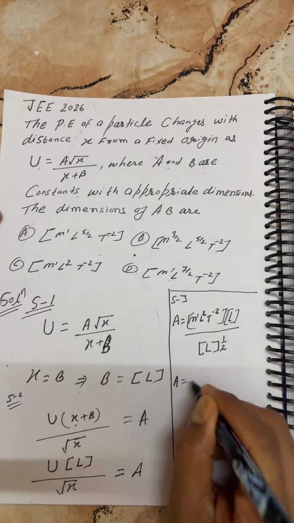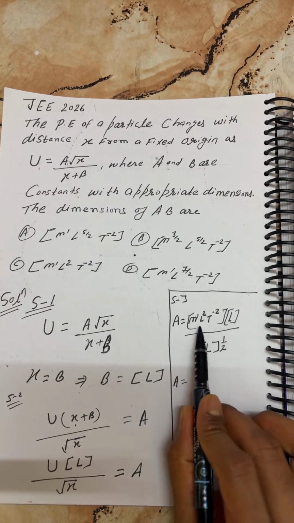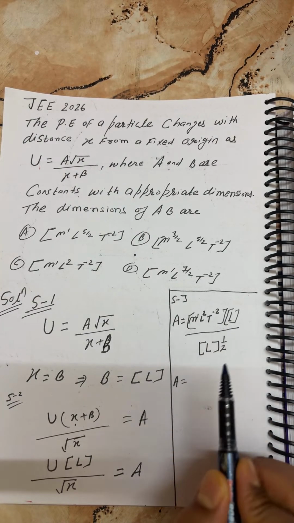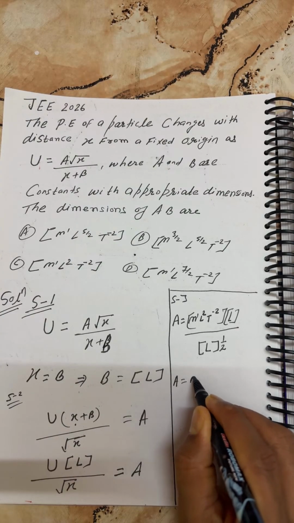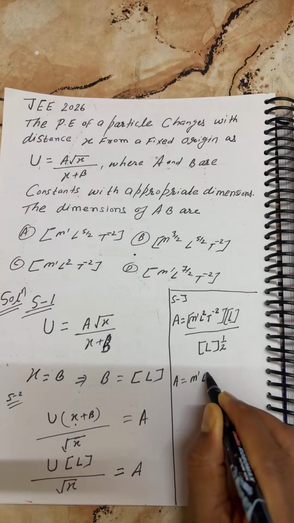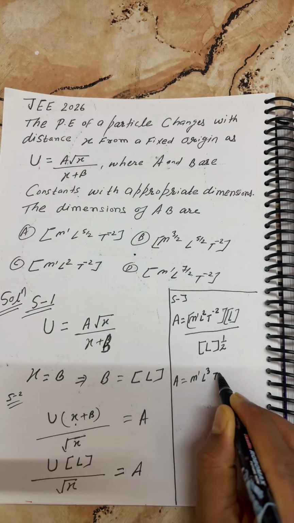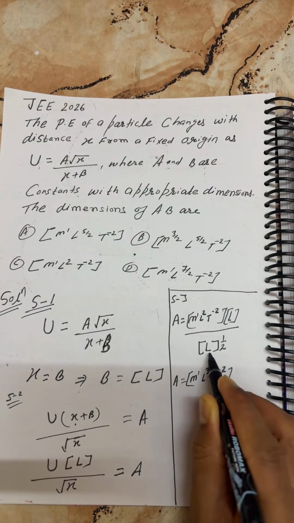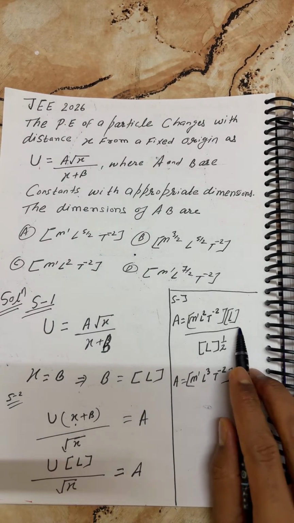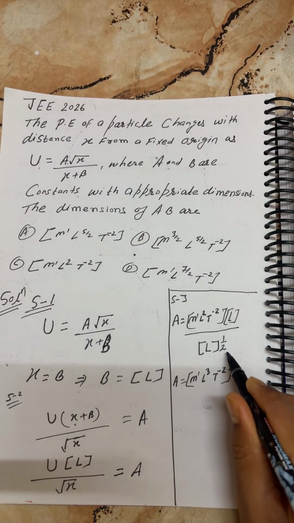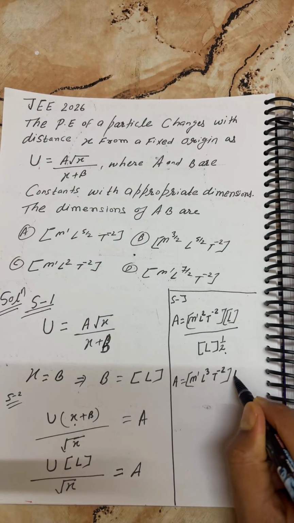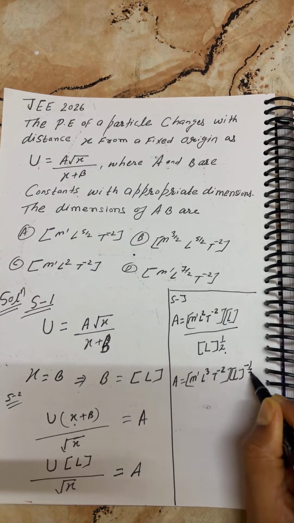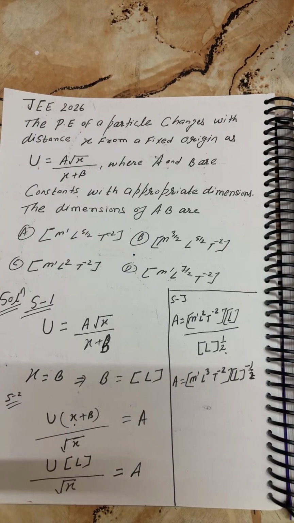Now, students, you can say A is equal to, I'll write here, just I'll try to keep all the L terms together. So L to the power 2 and L to the power 1 becomes L to the power 3. So you can say this is M1 L to the power 3 T to the power minus 2. And now, beta, if this L goes, it comes from the denominator to the numerator here. So you can say this is L to the power minus 1 by 2.